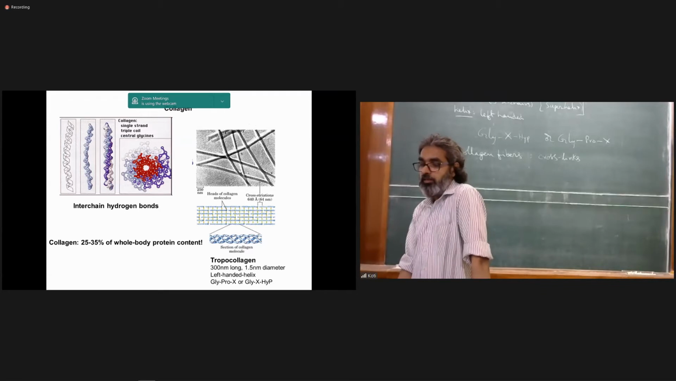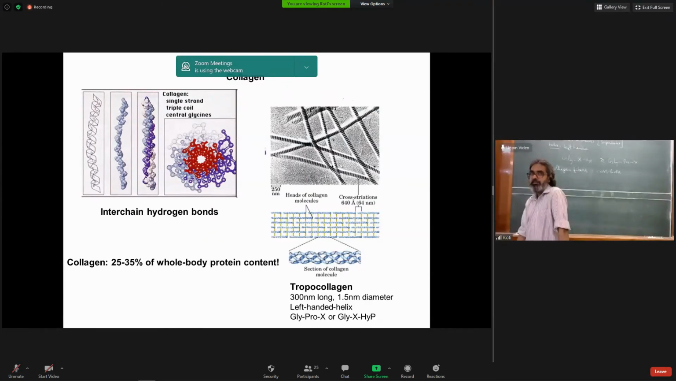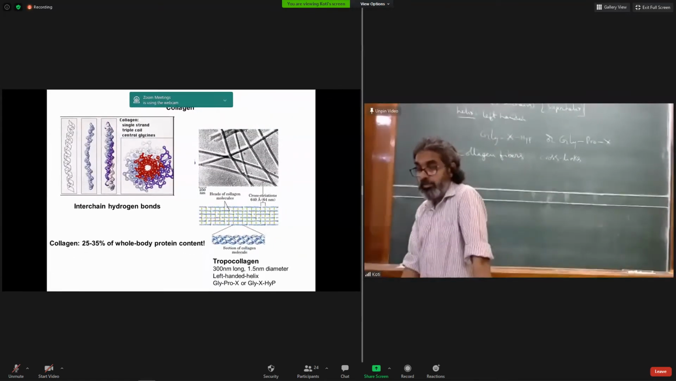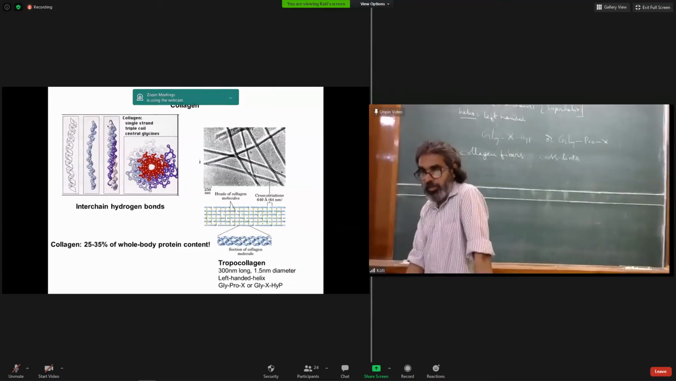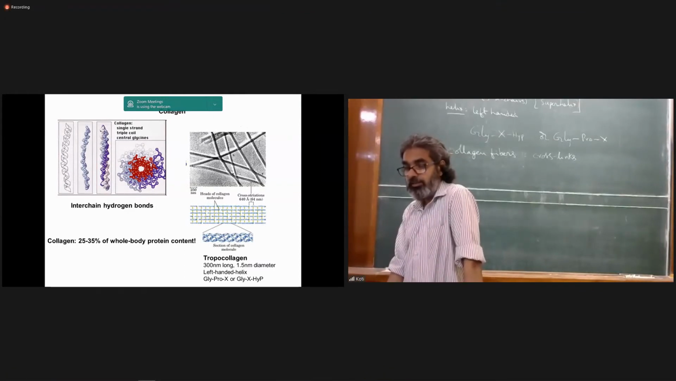Glycine is very important because it has the shortest side chain, so that the three chains come together as close as possible. Imagine putting a bulky CH3 in place of glycine here: the triple helix might still form, but might not be as rigid or as tight as it is with glycine. So some amino acids matter purely for structural reasons, like glycine here.